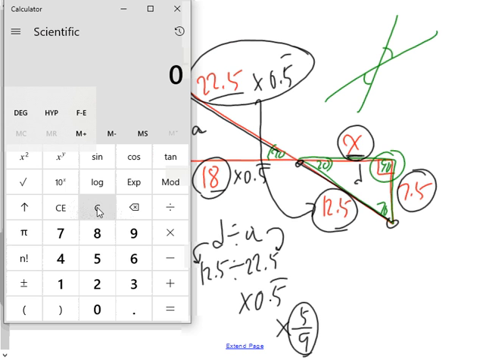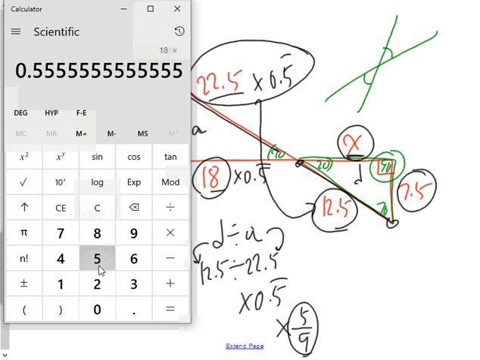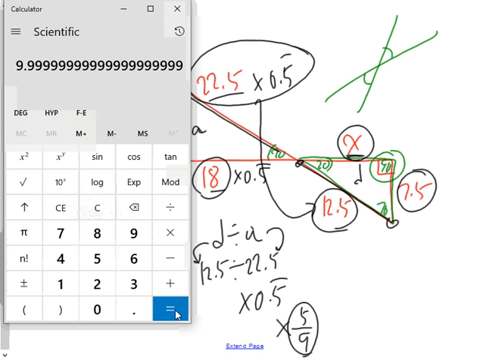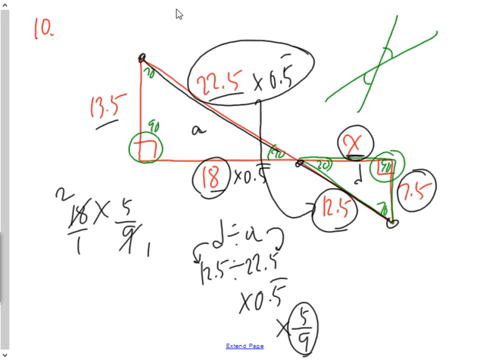Anyway, so 18 multiplied by decimal 5 repeating equals 9.9 repeating, which we know is 10. So therefore, the answer is x is 10.